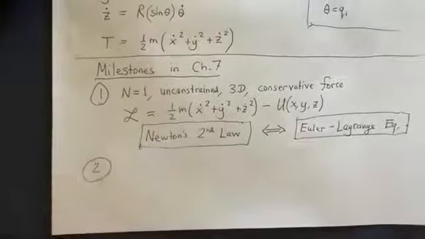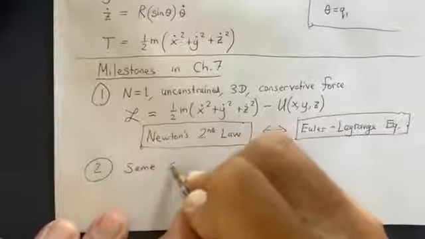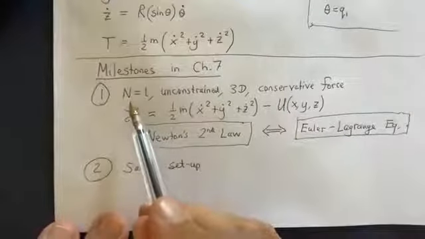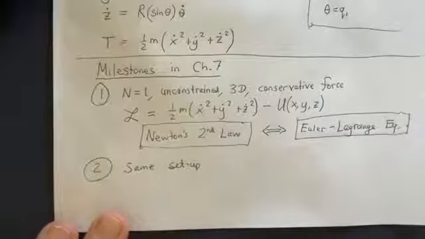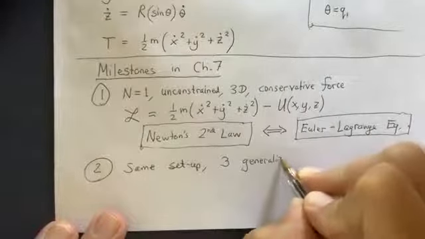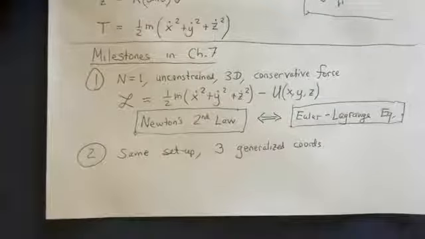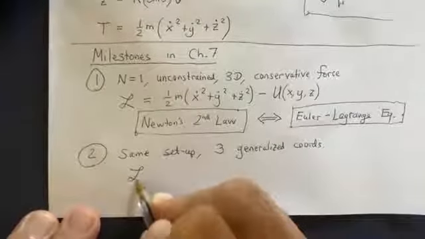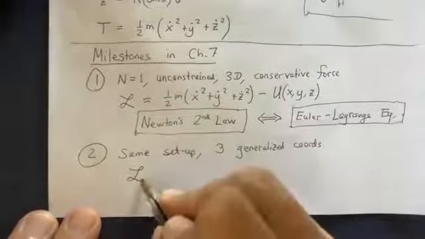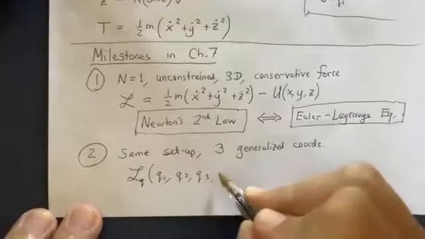Let's see, item number two. Our second major milestone, same setup. So capital N was equal to one. We had an unconstrained particle in 3D, et cetera. However, now we use three generalized coordinates. Okay, so you could call them Q1, Q2, and Q3. If you choose spherical coordinates, they would be R, theta, and phi, et cetera. You could use cylindrical. And so here we had the general setup and the Lagrangian. Now, properly speaking, you should use a different name for it because it's a different function. L sub Q, Q1, Q2, Q3, and we had a Q1 dot.